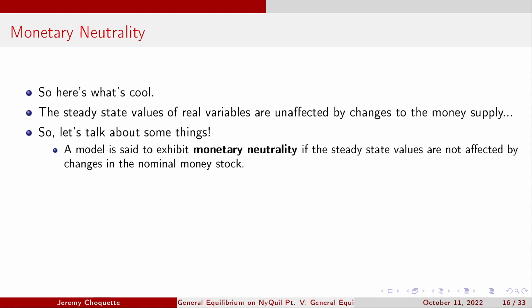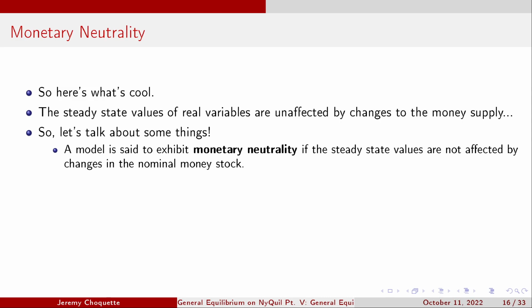Let's talk about some things. What is that? Do we remember what that is? Well, I guess I kind of skipped to the next item here on the slide, which is monetary neutrality. Before, I said a model exhibits monetary neutrality if the long-run values of these things aren't affected by changes in the nominal money stock. But let's change that definition just a bit. Now, a model is said to exhibit monetary neutrality if the steady state values are not affected by changes in the nominal money stock.